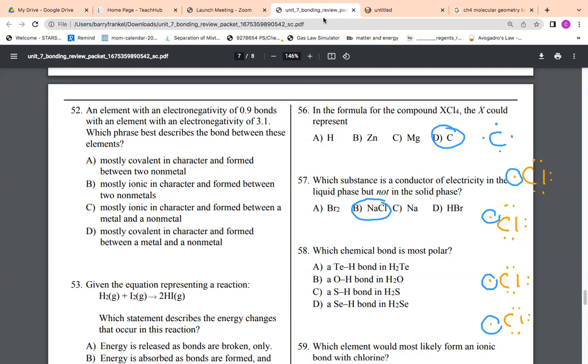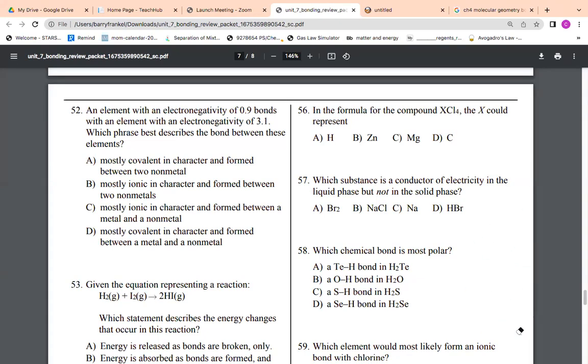Number 58, which of the following chemical bonds is the most polar? So we're going to have to go to the periodic table, Table S, and find all of the electronegativities of these elements, subtract them, and figure out where it falls in our range. You guys can do it on your own, but I'm just going to give you the differences, okay? So for the first one, for A, the difference between Te and H is 0.1. For OH, it is 1.2. For SH, it is 0.4, and same for the last one as well.